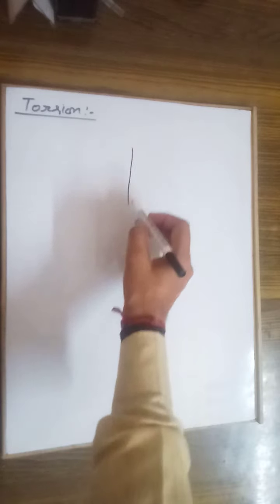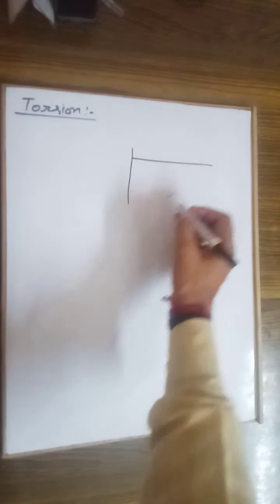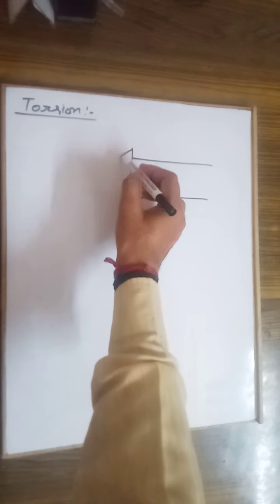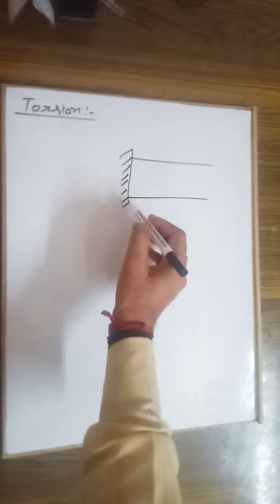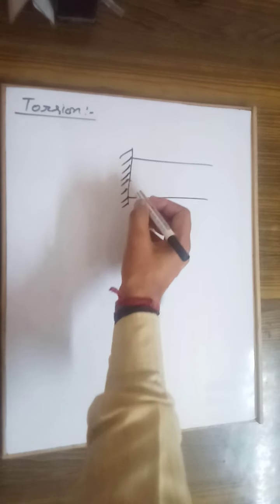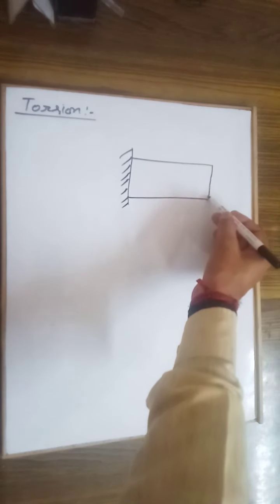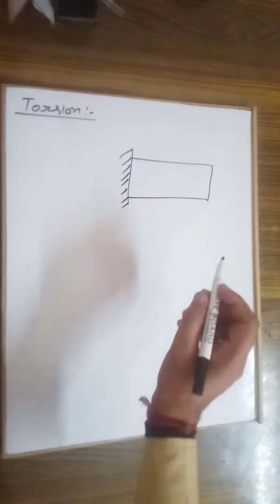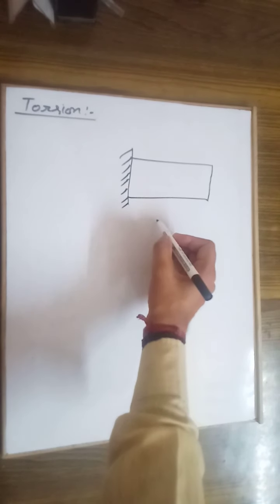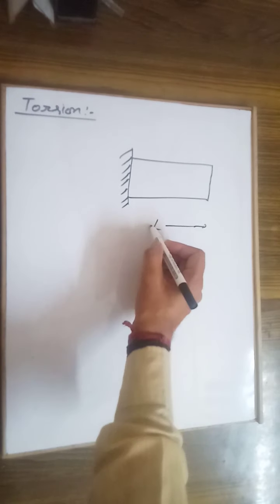So to understand this term, let us consider a circular shaft or a beam of length L. Here we may consider a cantilever. A cantilever is basically a beam with one end fixed. So this end is fixed. If this is a circular beam like this, the length of this beam is L.